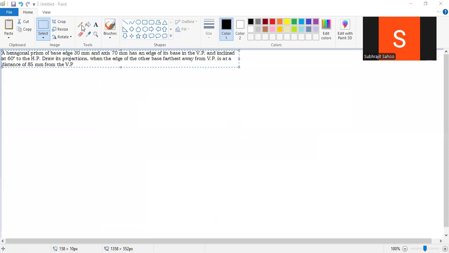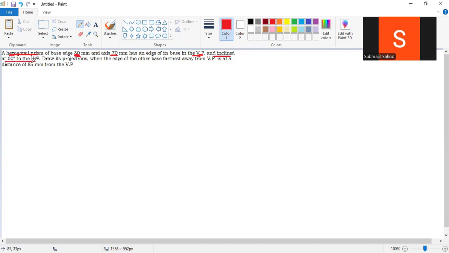It is given a hexagonal prism. Object is a hexagonal prism. Base edge is given 30. Axis height 70. It has an edge of its base on the vertical plane, resting on it, and the axis is inclined at 60 degree to HP.